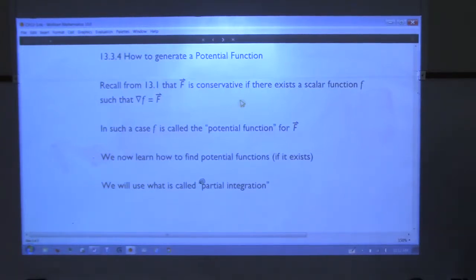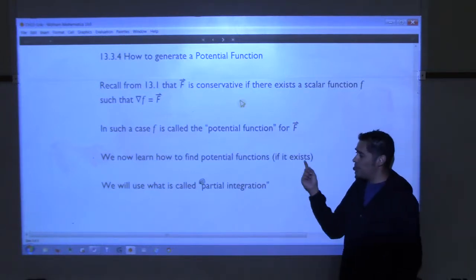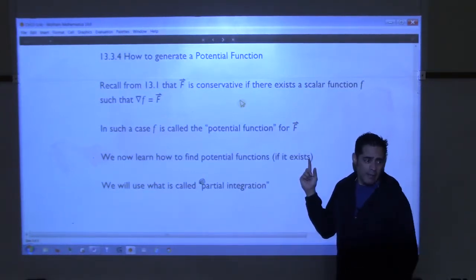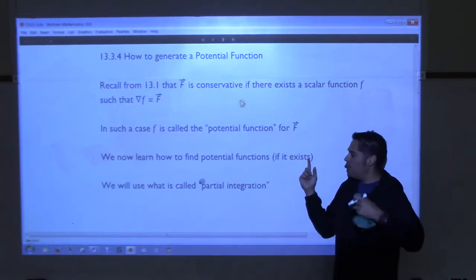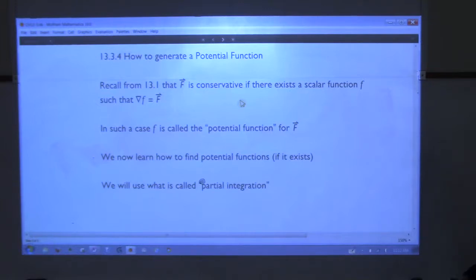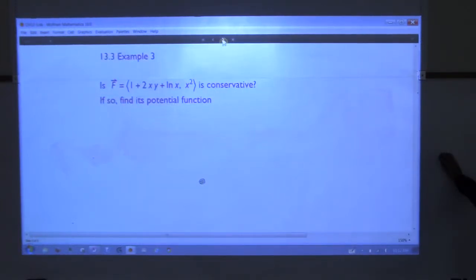We now learn how to find potential functions if they exist, because you don't always have potential functions. If it's not conservative, you don't have a potential function. But if the potential function exists, in other words, it is conservative, then we will use this technique called partial integration. So we're going to do it right now. We're going to do it for this one right here. This is a different problem. So first of all, is this conservative?